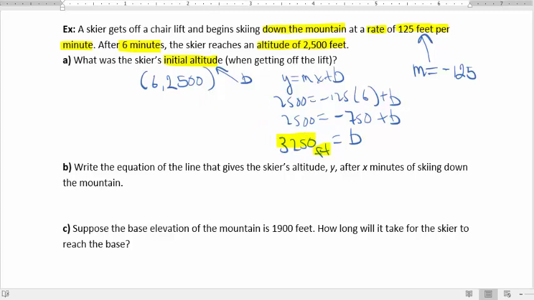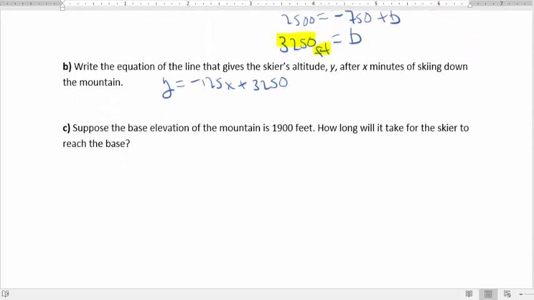So b is 3,250, and now that's all we need to write the equation, because we knew the slope was negative 125. We found the y-intercept was 3,250. So the equation that models this situation is y equals negative 125x plus 3,250. And then now we can answer another question based on that, right?